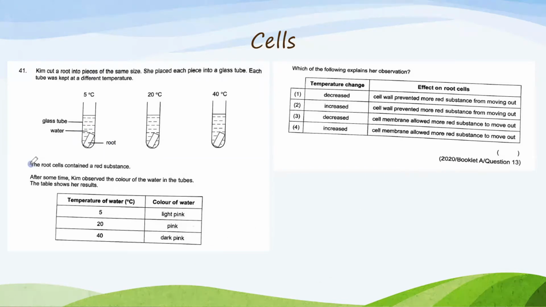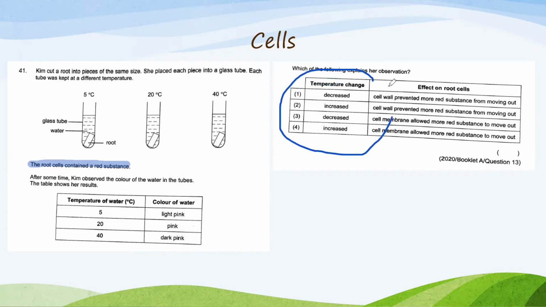Let's highlight this piece of information. Some time later, she observed the color of the water in the tubes, and the table shows her result. At 5 degrees Celsius, the water is light pink. At 20 degrees Celsius, the water is pink, and at 40 degrees Celsius, the water is dark pink. So the question is asking which of the following correctly shows her observation.